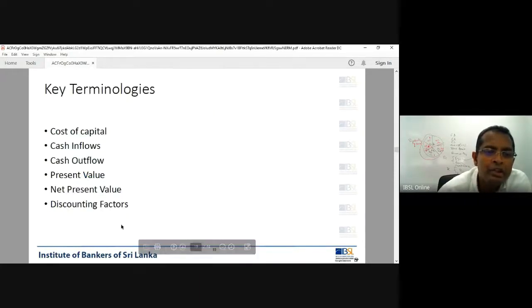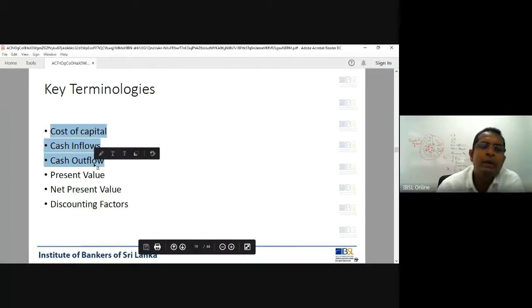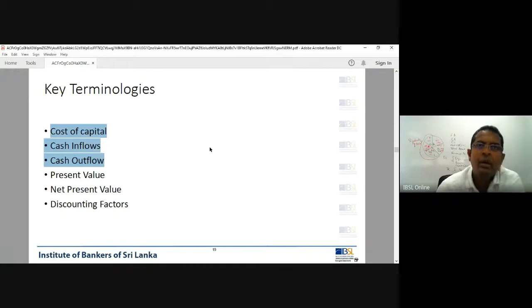Key terminologies we will be using. I will take these 3 now. Cost of capital. What is the cost I have to incur in order to raise money for this project? Borrowing rate, it can be different things. So what is the cost I have to incur in getting money for this project?